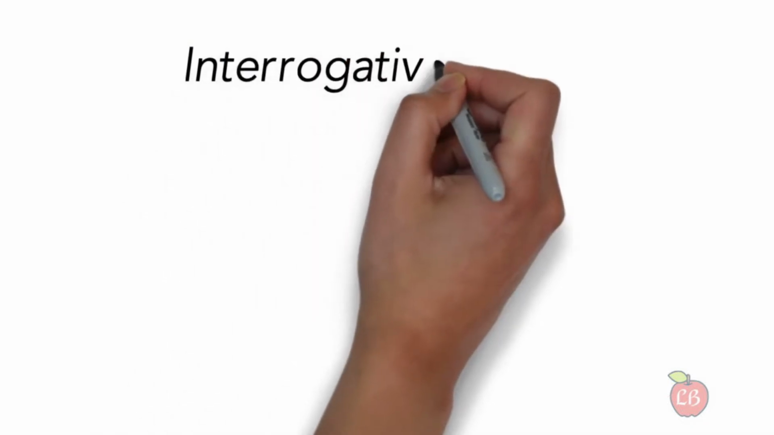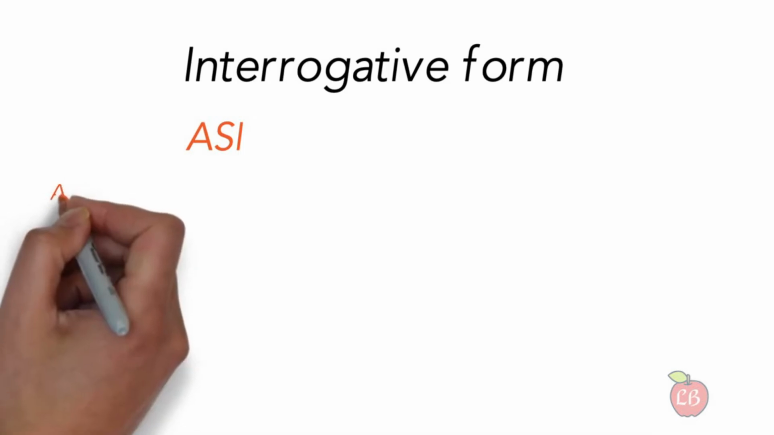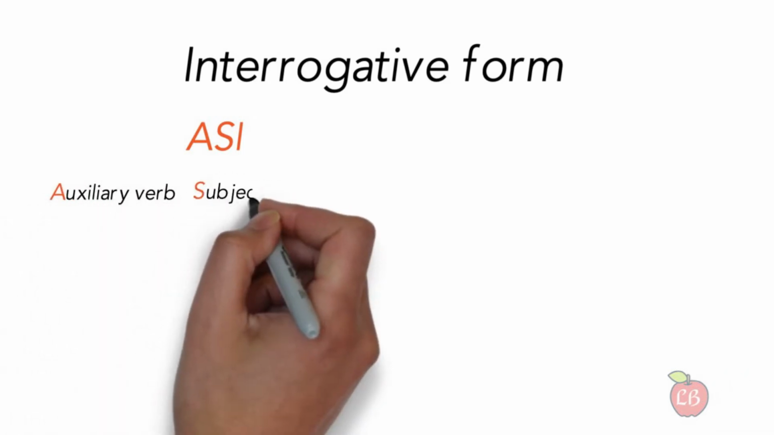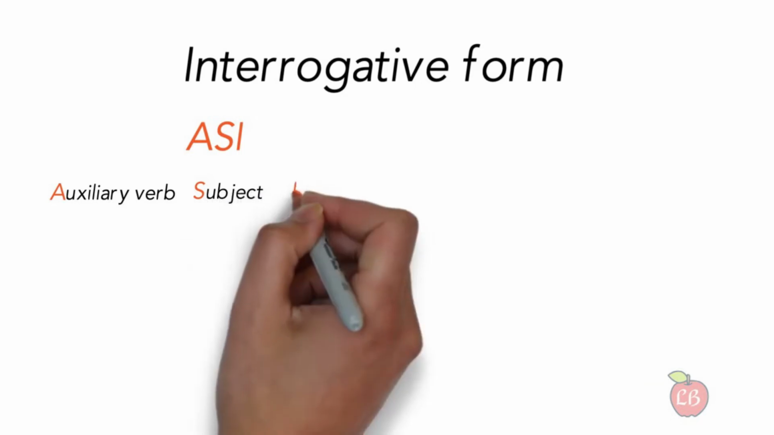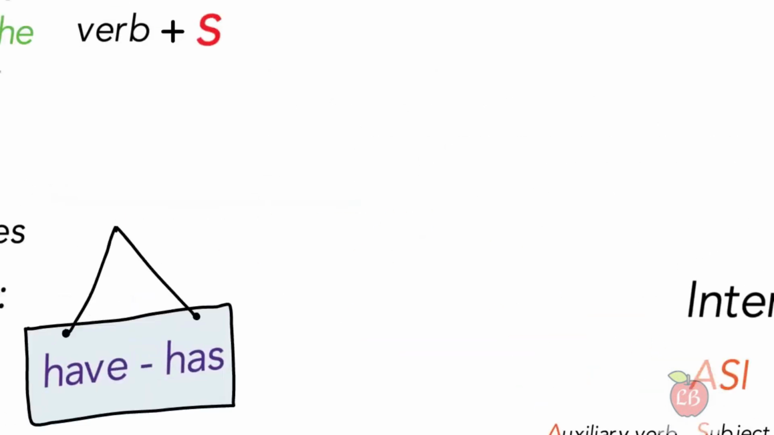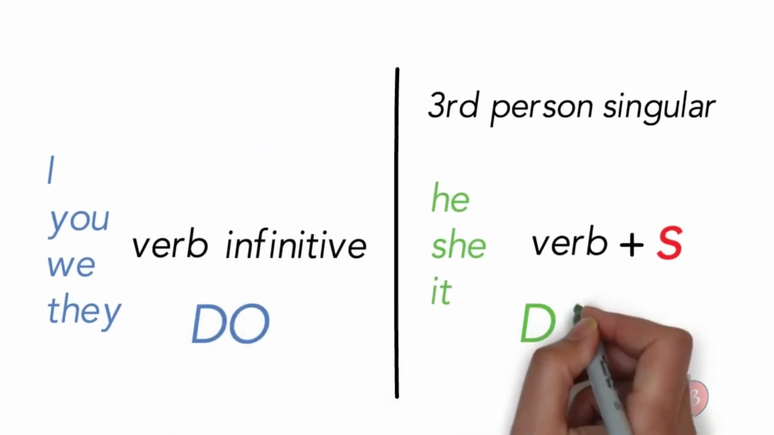And now let's move to the interrogative form. Here we have to follow this pattern. ASI. A stands for auxiliary verb, S stands for subject, and I is the infinitive verb. You might be wondering what is an auxiliary verb, right? Well, there are two auxiliaries for present simple, and these are do and does.